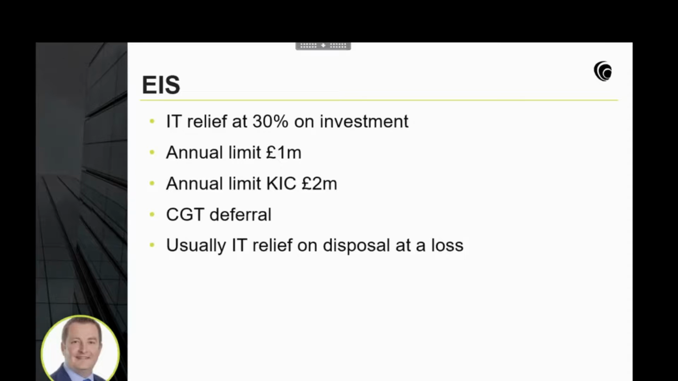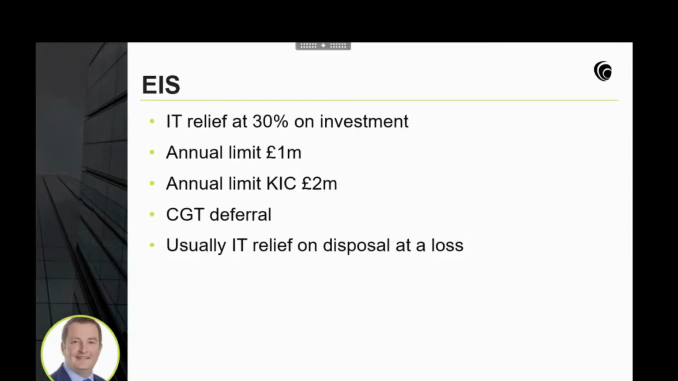It can be claimed in the year of subscription or the prior year, so that provides some flexibility for the investor. Other capital gains can be deferred into an EIS investment. So if someone makes a £100,000 capital gain, that would otherwise incur a CGT liability of £20,000, but they can defer that liability by investing the £100,000 gain into EIS or a part thereof. The CGT liability comes into charge when they ultimately dispose of their EIS shares, although it can be rolled into further investment at that time.